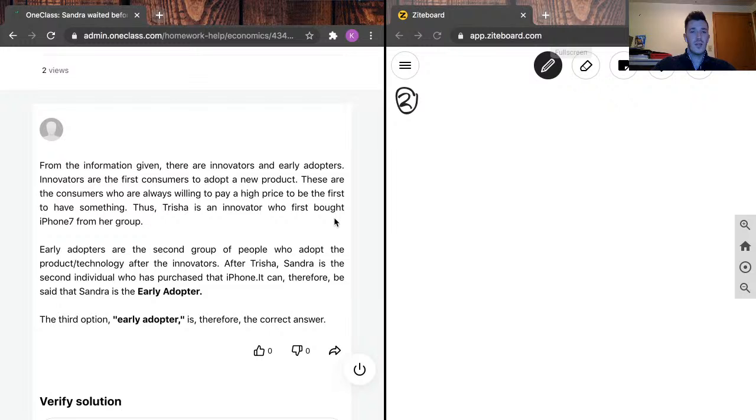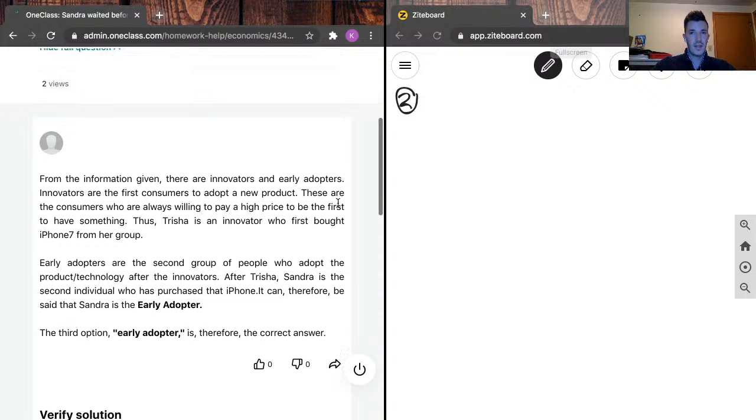Innovators are the first consumers to adopt a new product. These are the consumers who are always willing to pay a high price to be the first to have something. Thus, Trisha is an innovator who first bought iPhone 7 from her group. Early adopters, on the other hand, are the second group of people who adopt the product technology after the innovators. After Trisha, Sandra is the second individual who has purchased that iPhone. It can, therefore, be said that Sandra is the early adopter. Third option, early adopter, is therefore the correct answer.